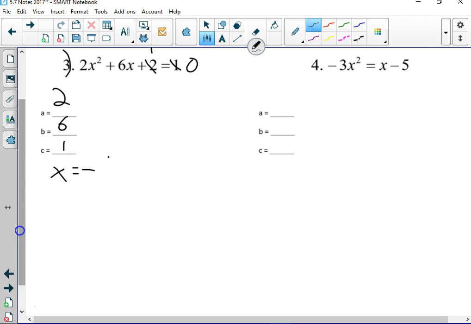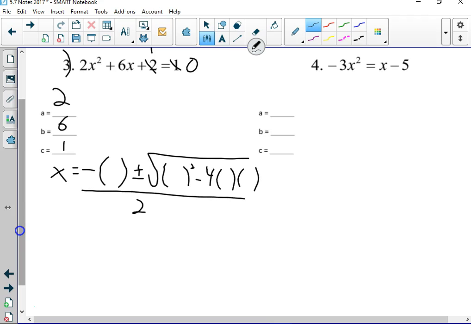X equals opposite of B plus or minus square root B squared minus 4AC all over 2A. We plug our numbers in. Hopefully we'll do it right this time. This is B. This is B. This is C. Sorry about that. A. This is A. And there's my C right there. Good job. I'm really proud of myself. And now we just do simple, basic arithmetic.